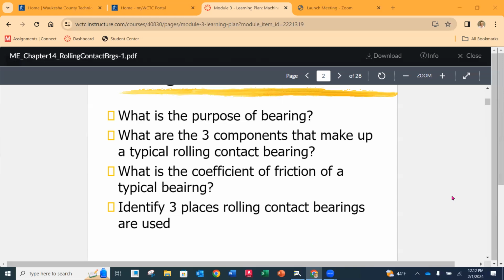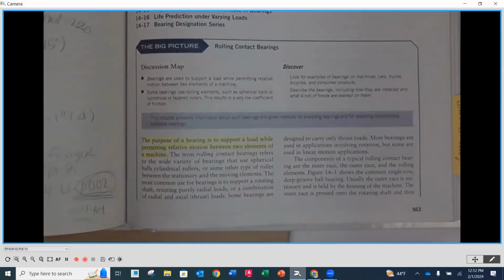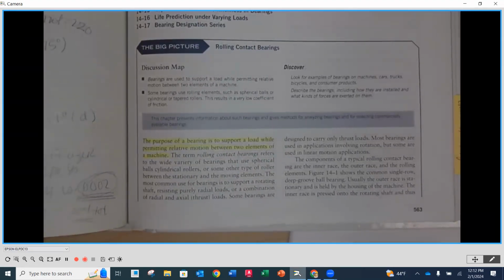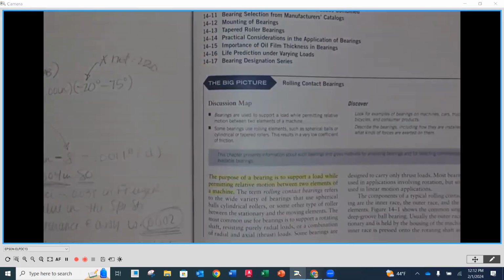I had it highlighted on my page, so then I was like, oh, I can't give him the answer. You'll notice the very first sentence in that section says that the purpose of a bearing is to support a load while permitting relative motion between two elements. And like Jesse pointed out, with minimal resistance most often, right? With minimal resistance. Awesome. Okay, let's look at our next one.